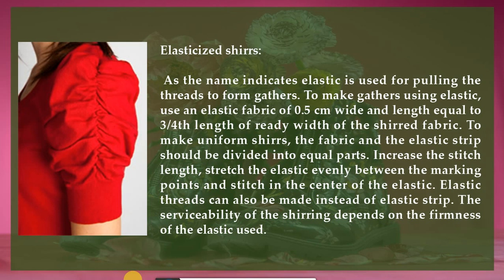Elasticized shirrs, as the name indicates, elastic is used for pulling the threads to form gathers. To make gathers using elastic, use an elastic fabric of 0.5 cm wide and length equal to 3/4 length of ready width of the shirred fabric. To make uniform shirrs, the fabric and the elastic strip should be divided into equal parts. Increase the stitch length. Stretch the elastic evenly between the marking points and stitch in the center of the elastic. Elastic threads can also be used instead of elastic strip. The serviceability of the shirring depends on the firmness of the elastic used.